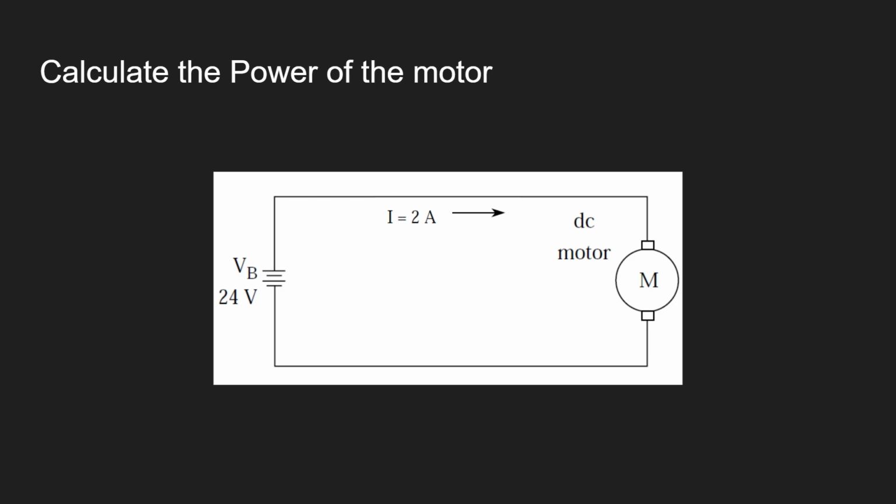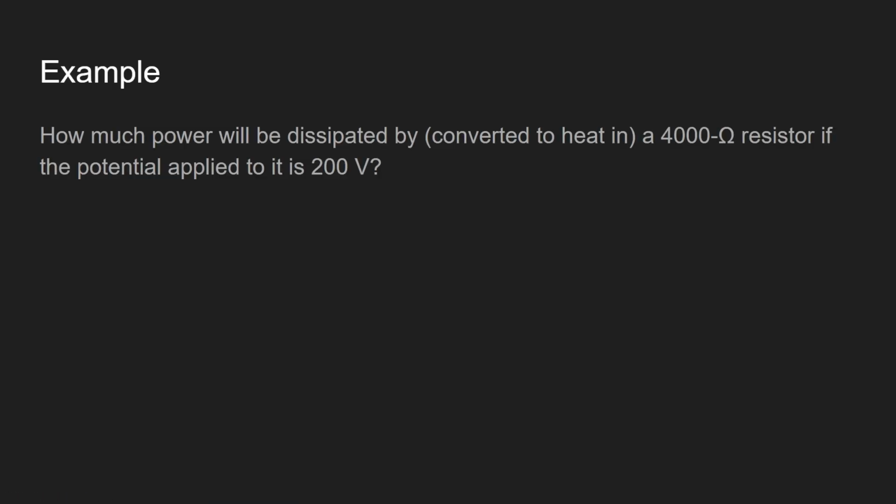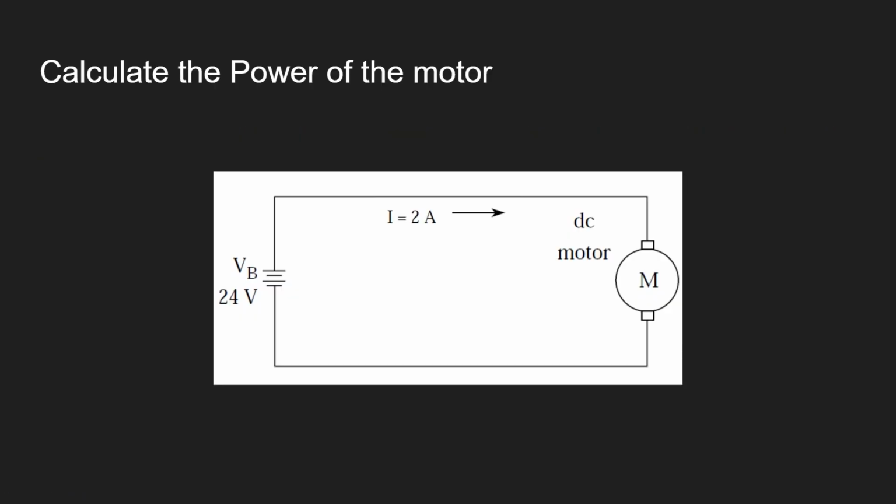So you know that power is just voltage times current. You just multiply these two values together. So if the motor has a 48 watt power, power equals voltage times current.